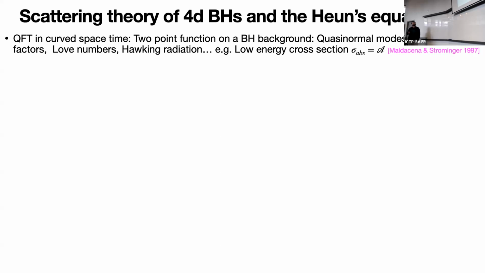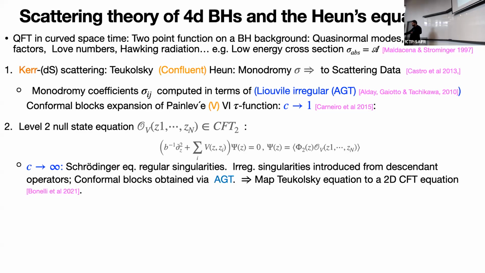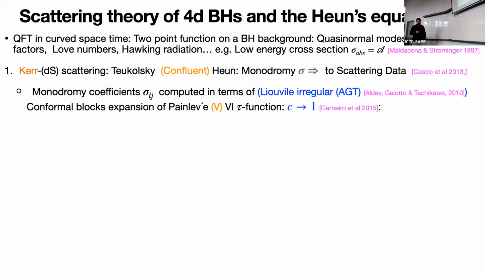So, for instance, there's this very nice universal formula that arises from the low energy absorption cross section, which is basically given by the area of the black hole, independent of the frequency. But I want to underline two possible connections of this scattering amplitude to this literature of scattering theory of Kerr black holes.